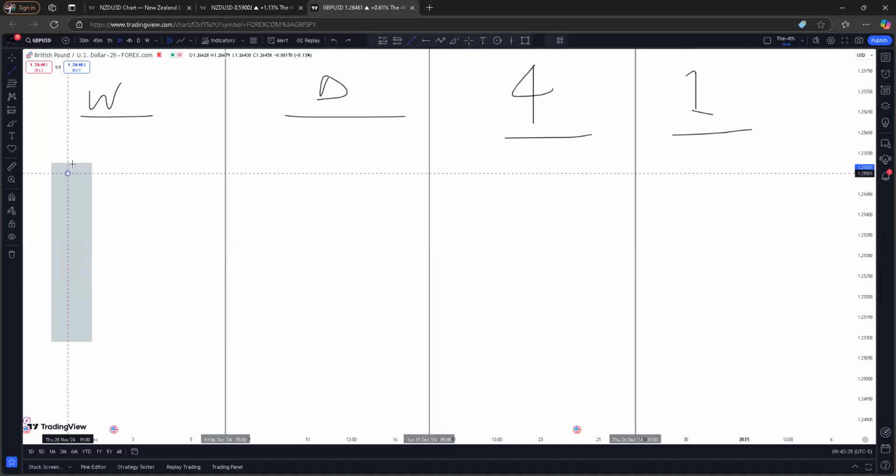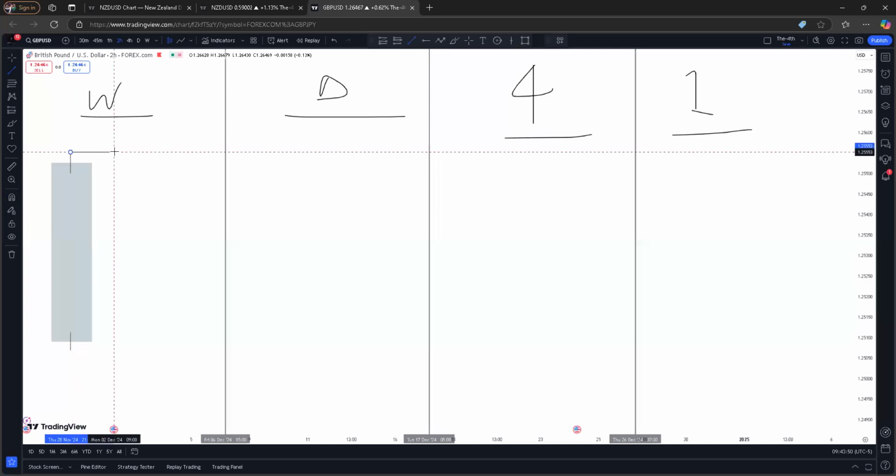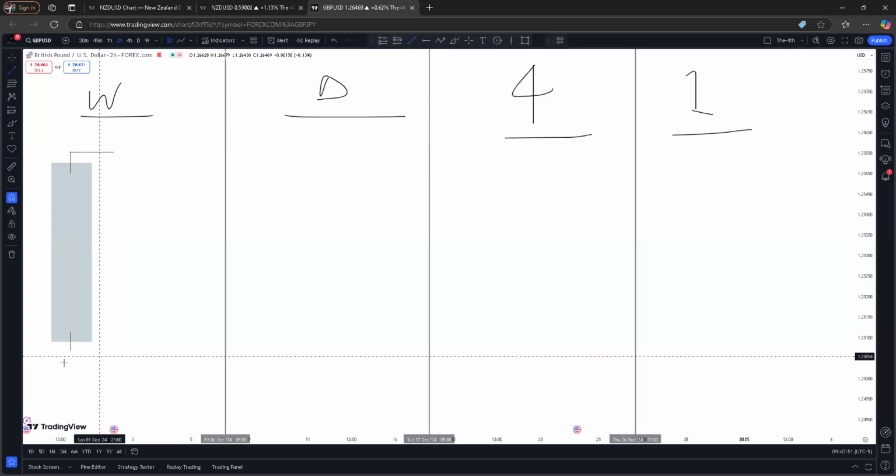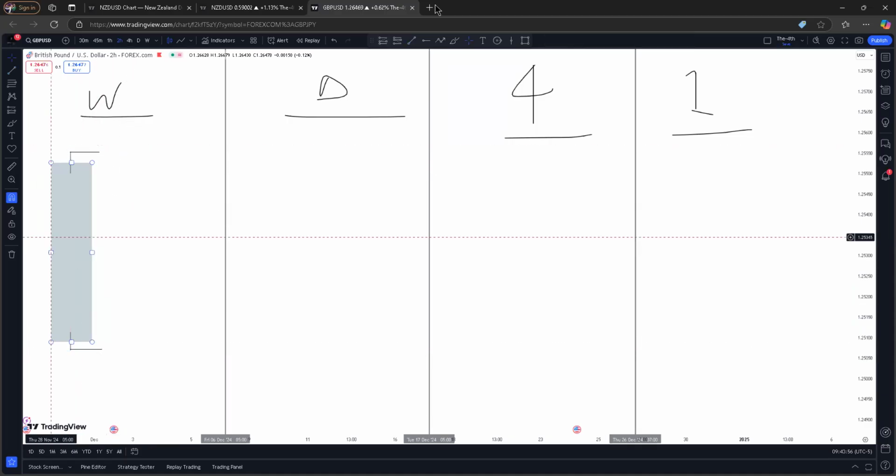So let's say, for example, this is week 1, right? We have this particular weekly candle, right? We have this weekly candle, week 1. So let's say, for example, we have week 1, this is the previous weekly high, right? And we have this previous weekly low, right? So now we have this first candle as week 1.